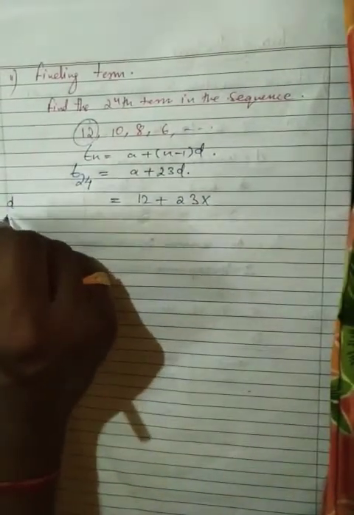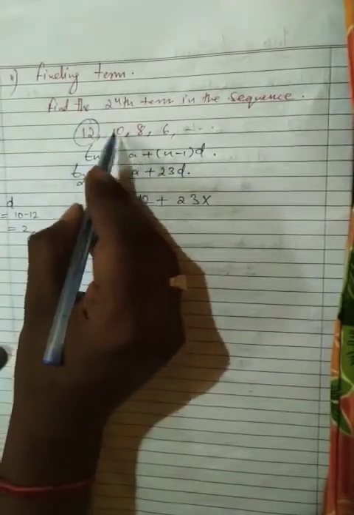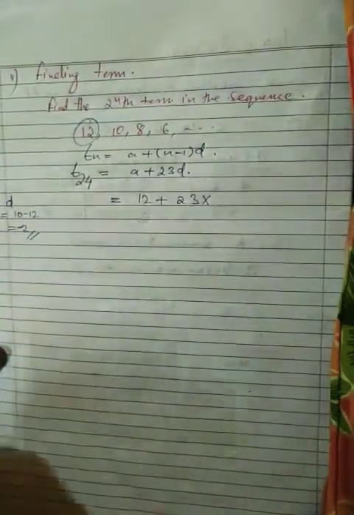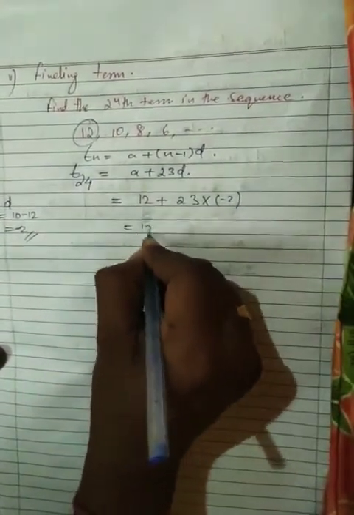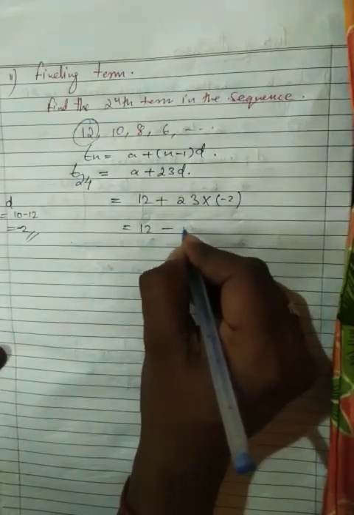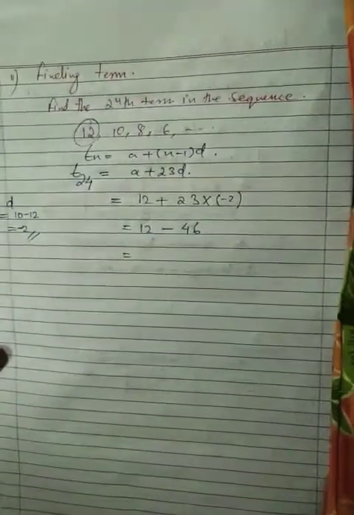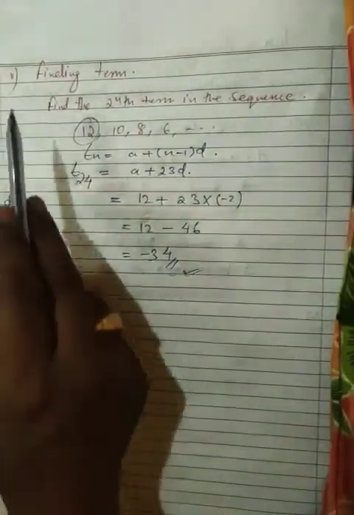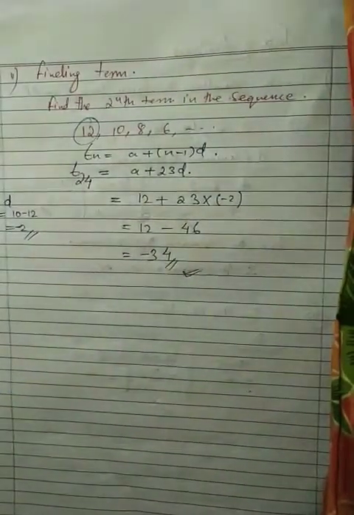D will be equal to 10 minus 12, which is minus 2. In each case it should come the same. 8 minus 10 is minus 2. So D is minus 2. Clear? So it will give you 12 minus 46, so the answer will be minus 34. So this is your T24: the 24th term is minus 34. Clear, all of you? So this type of question is finding the term.